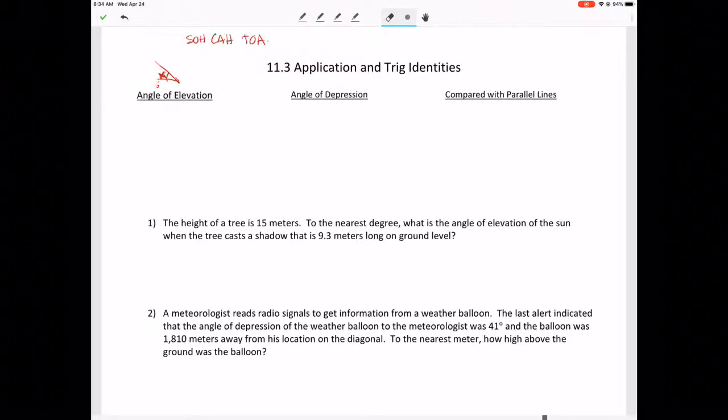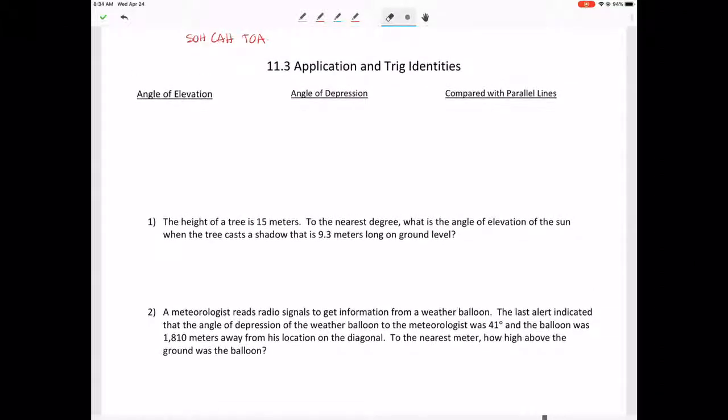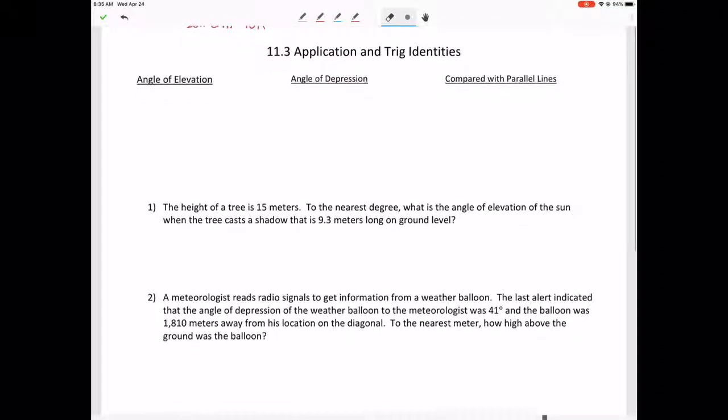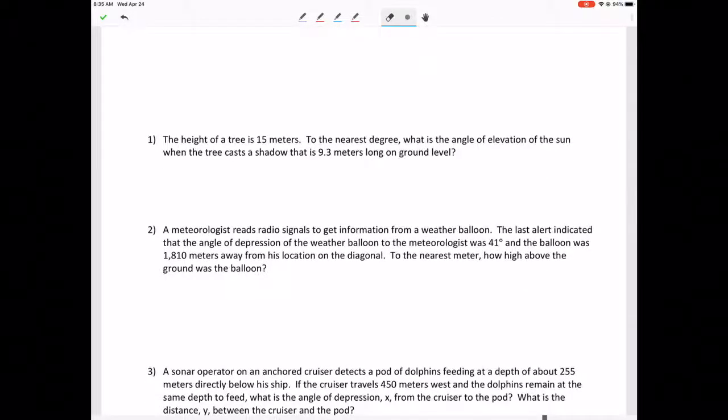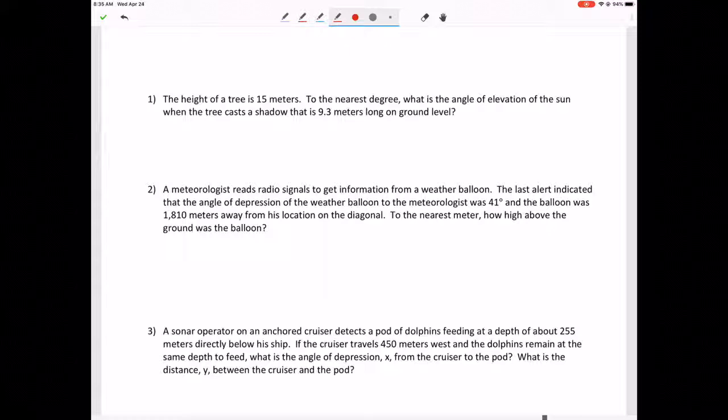If you need extra help with that, just feel free to look at the previous videos. Here we're going to apply SOHCAHTOA to applications or word problems. For all word problems, draw a picture. That will be part of your points. The height of a tree is 15 meters. So we have this tree here, and this is 15 meters.